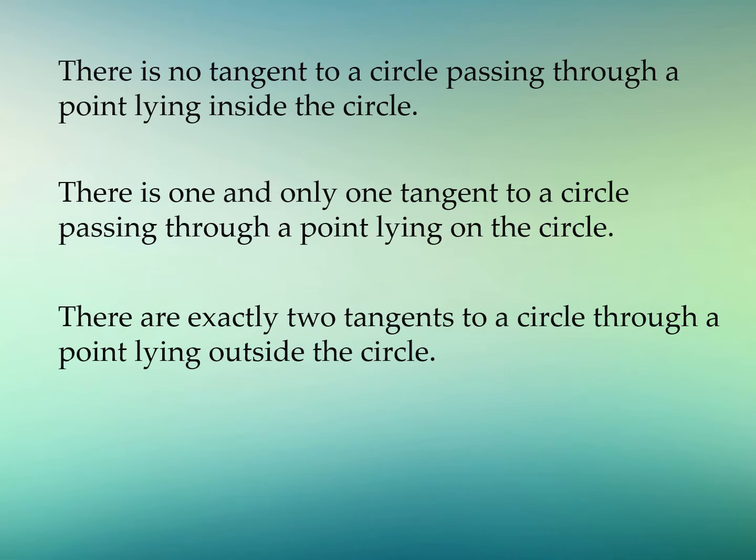There are exactly two tangents to a circle through a point lying outside the circle. We can check it out. We had a point P which is lying outside the circle. Through that point, we were able to draw two lines, that means two tangents to this particular circle. So, if a point is lying inside the circle, you will not have any tangent. If a point is lying on the circle and you try to draw a line, only one tangent is possible. And if the point is lying outside the circle, we can have exactly two tangents. You cannot have more than these two tangents in this case.